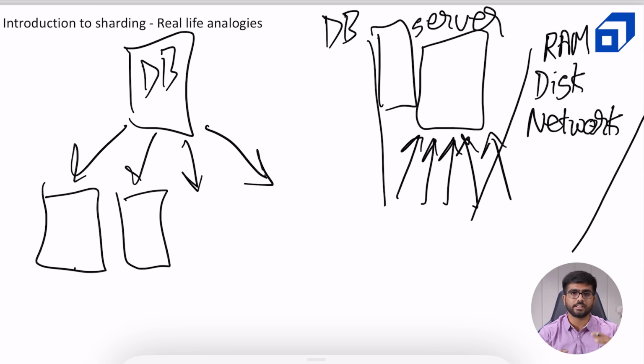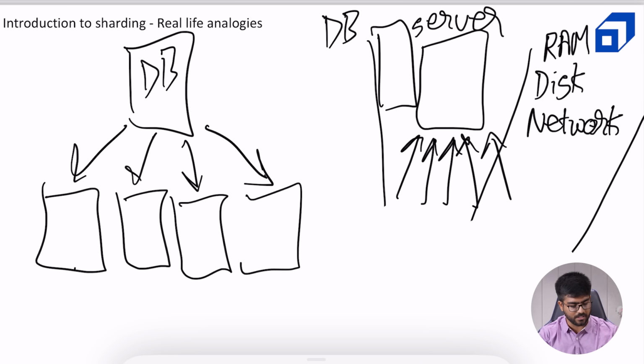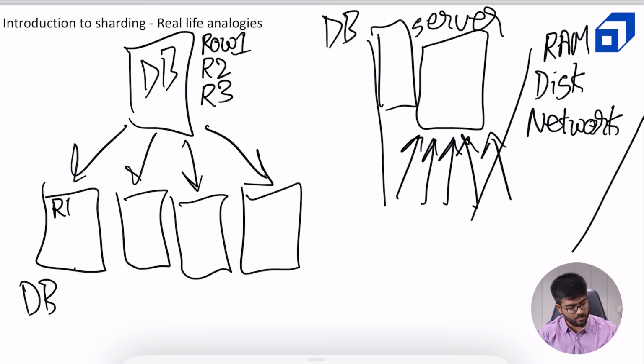And we partition the data in the databases in such a way that no row is repeated in any of the databases. For example, let's say there was row 1, row 2, and row 3. If row 1 lies in one DB, it is not going to lie in any of the other DBs. Now each of these machines in which we have partitioned our database is known as a shard, and this concept is known as sharding. So each of these new servers, each of these new databases, these are shards.